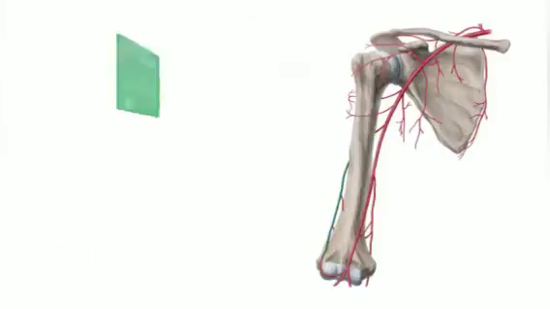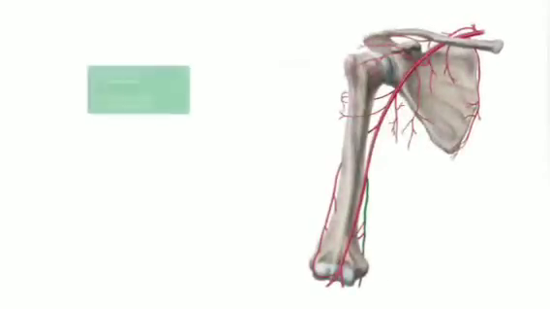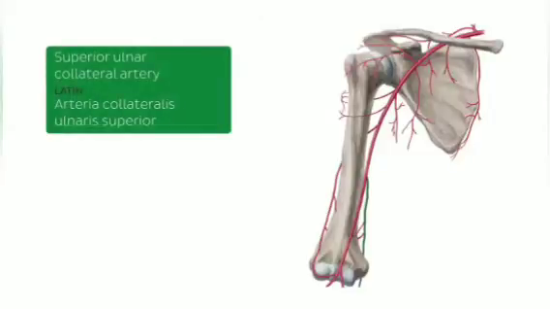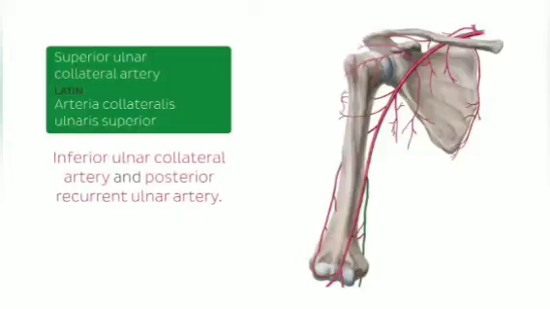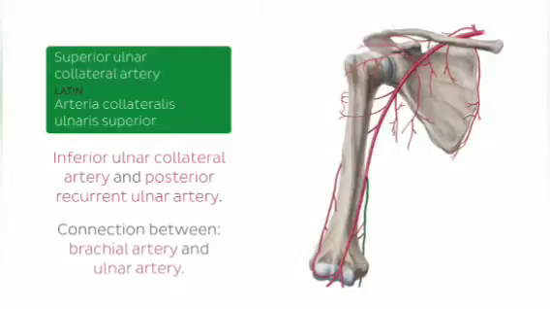The next one is now seen highlighted in green on the image, and we just talked about it. This is the superior ulnar collateral artery. This one comes out of the brachial artery, making an anastomosis with the inferior ulnar collateral artery and posterior recurrent ulnar artery. This is then the connection between the brachial artery and the ulnar artery.